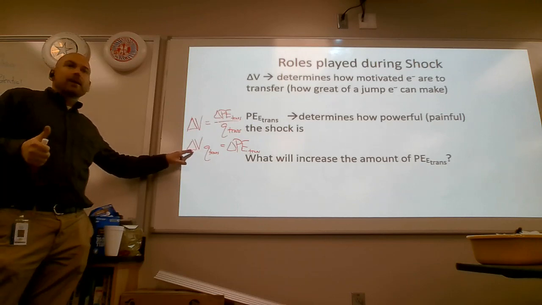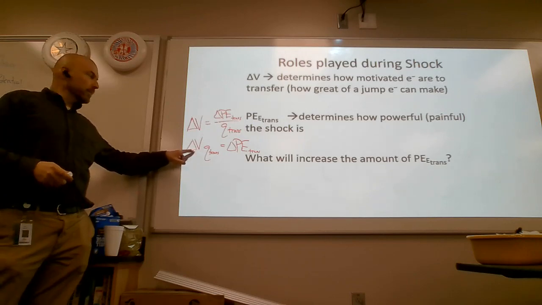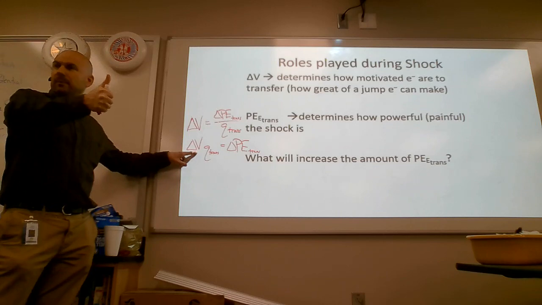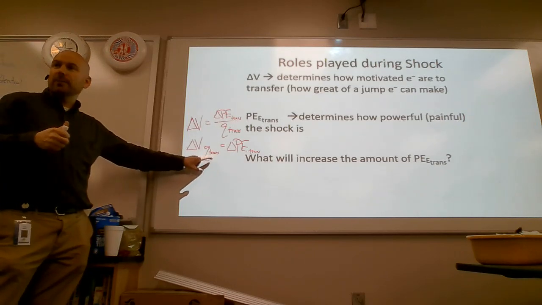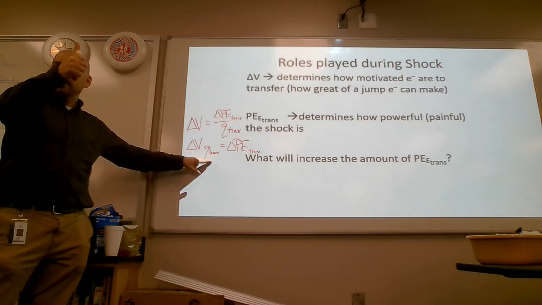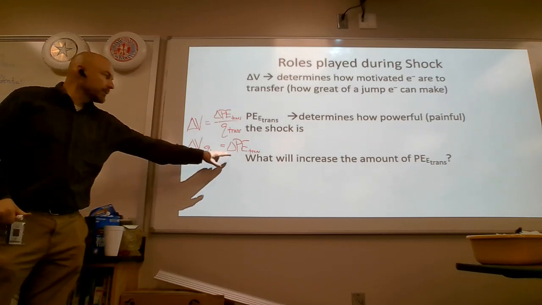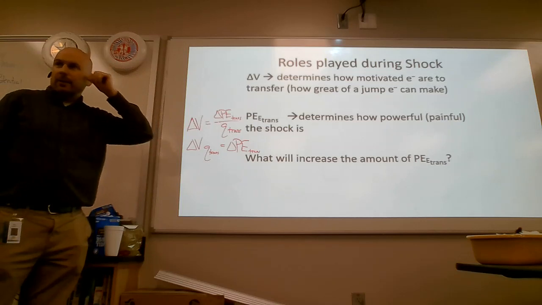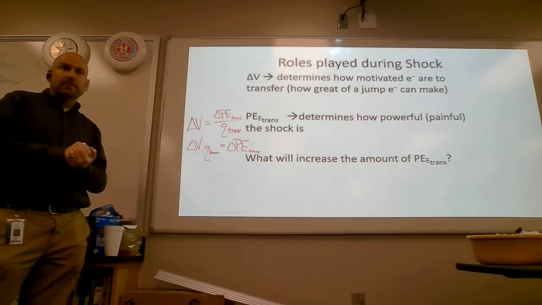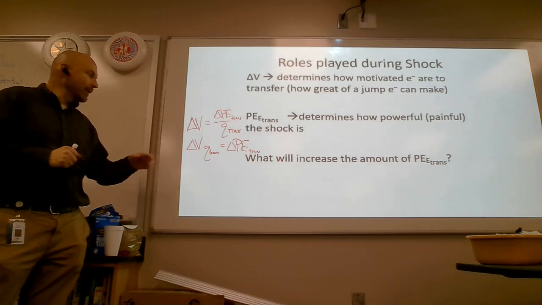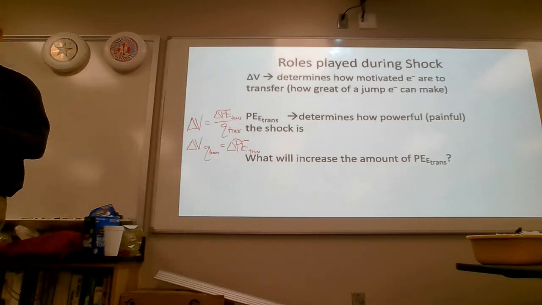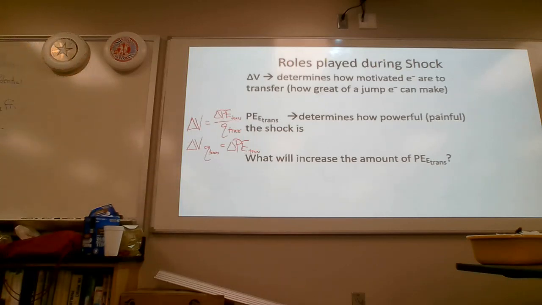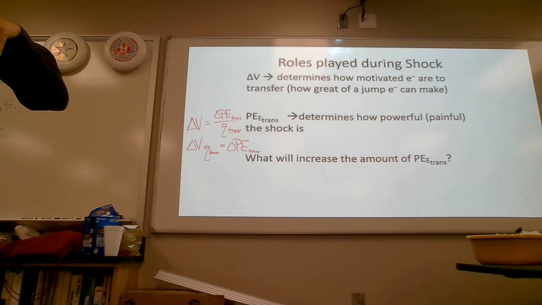I could make the voltage, the electric potential difference, larger. That would increase that. I could also make the amount of charge transferred, the amount of electrons transferred, larger, both of which would cause this to increase. You all right with that? An increase of both of these, or one or the other, would cause your potential energy to increase. Good with that?